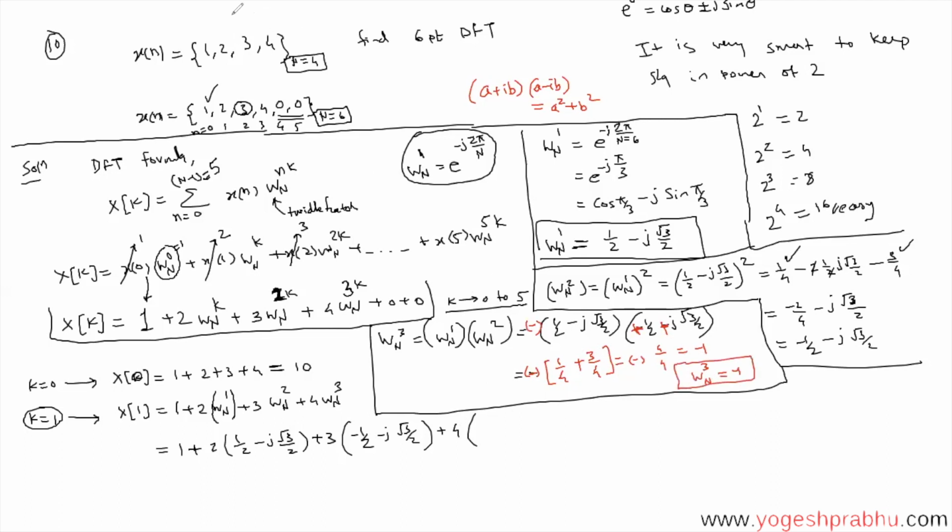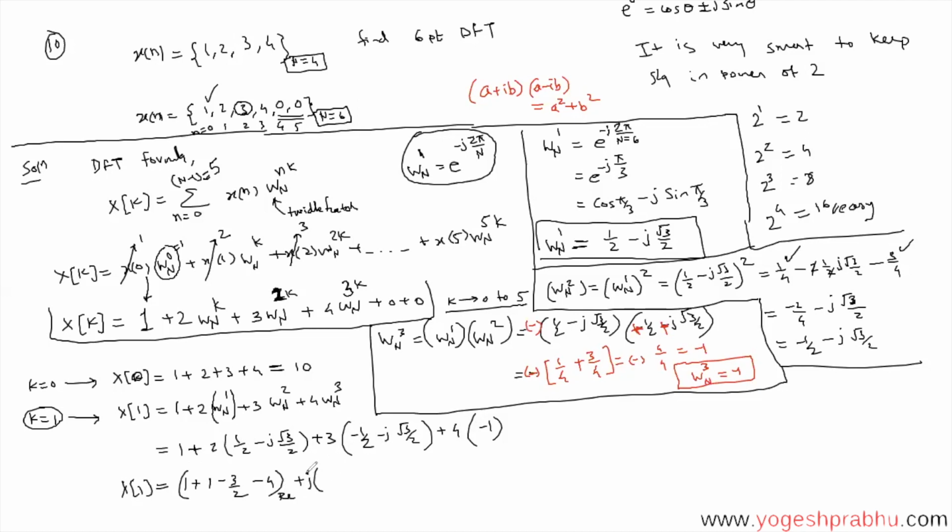Not that tough, all right? So we are getting the answers. So this is going to be -1. We have to simplify this more. X of 1 is going to be, now we have to deal with the real and imaginary part separately. So you have 1 plus, this term is going to be 1. Then this term is going to be -3 by 2. This is going to be -4. All the real part.